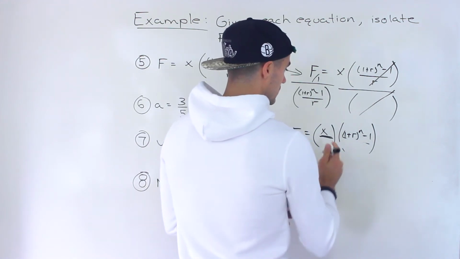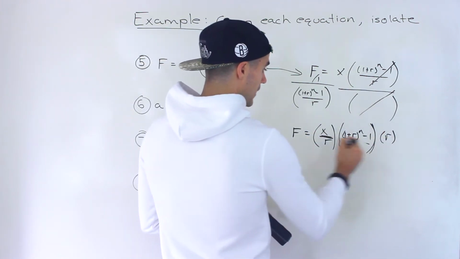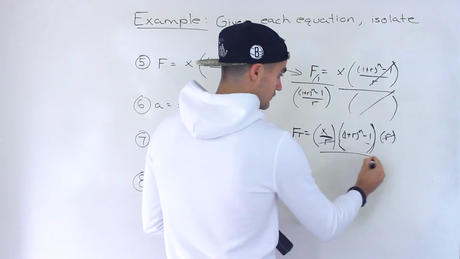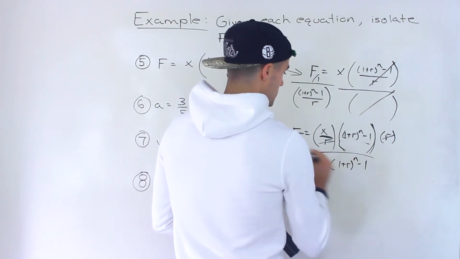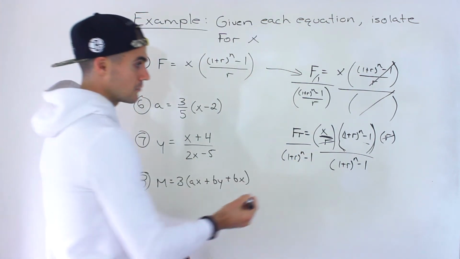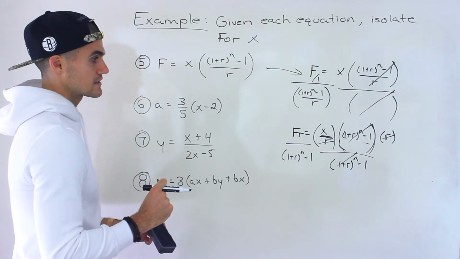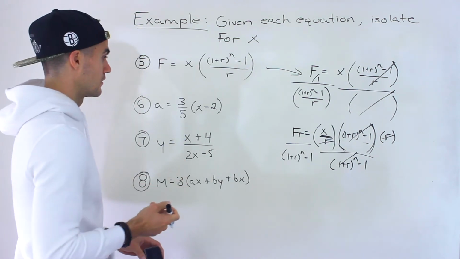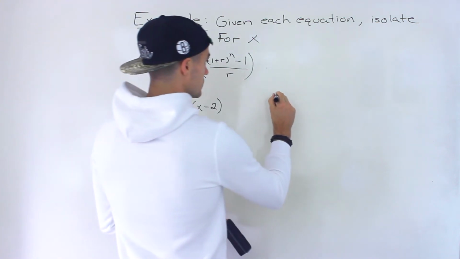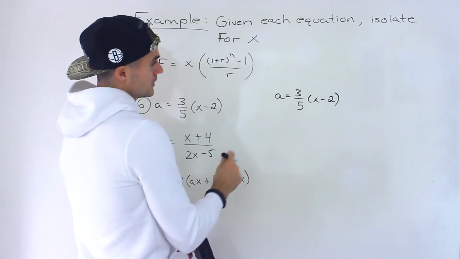Or another thing you could do is just from here, isolate in steps. So what we would do, we would multiply this side by r, multiply this side by r, then these would cancel out, and then you'd have x times this expression, then you would divide by that expression. Then you divide this side by that expression. That's the same answer that we got before, and then the x would be isolated. Right, so that's how you can go about it if it was given in that other format. Now, number 6, we have a equals 3 over 5 times x minus 2. So the x is here.